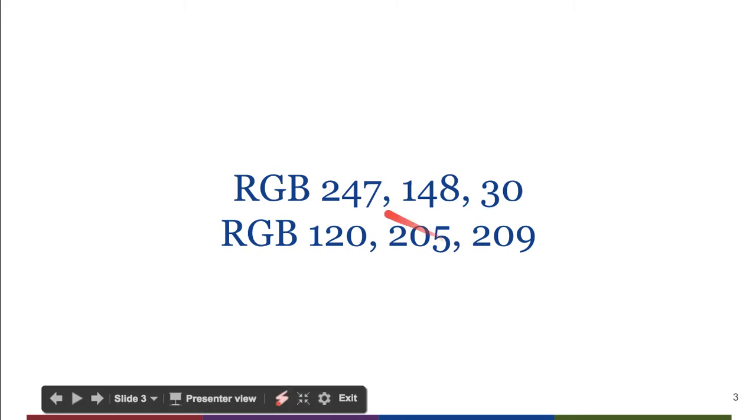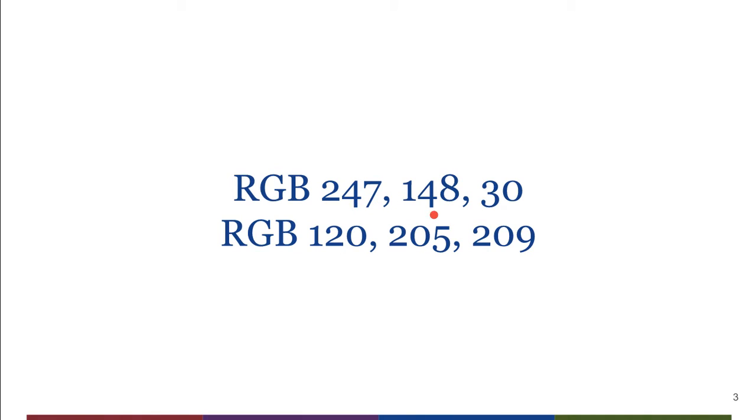Here we have one, RGB 247-148-30: 247 units of red, 148 units of green, 30 units of blue. Here we go again, RGB 120-205-209, that's 120 units of red, 205 units of green, 209 units of blue. The computer can read those codes, and it'll turn those into the Oregon Child Development Council colors, the orange and the blue color.